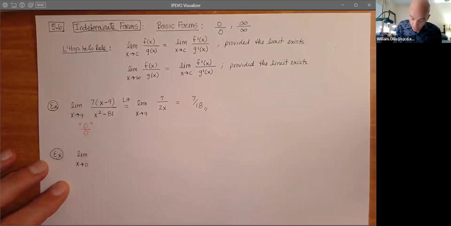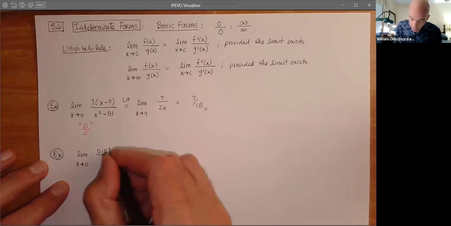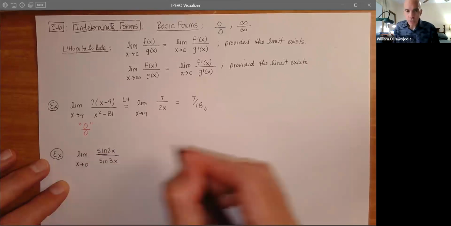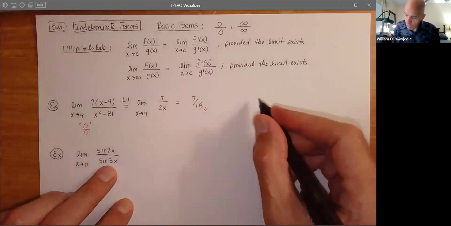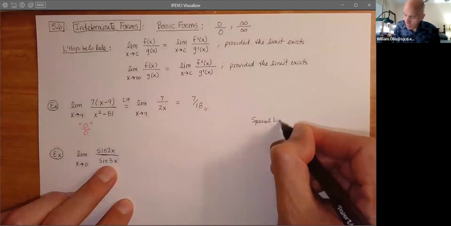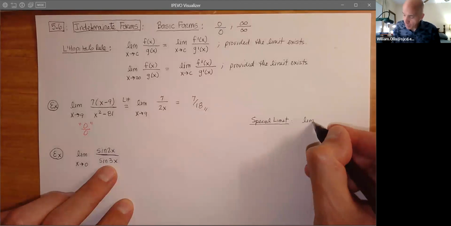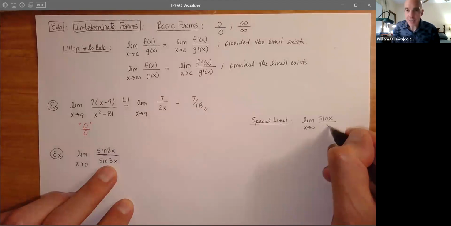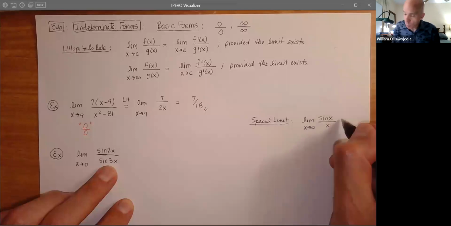The limit as x approaches 0 of sine of 2x over sine of 3x. Now, when you look at this, you're thinking, well, the special limit was, what did we have? We had a special limit. You can prove this using geometry and the squeeze theorem. You have the limit as x approaches 0 of sine x over x. Basically, the x and the sine x grow at a similar rate. When x is close to 0, you get 1.